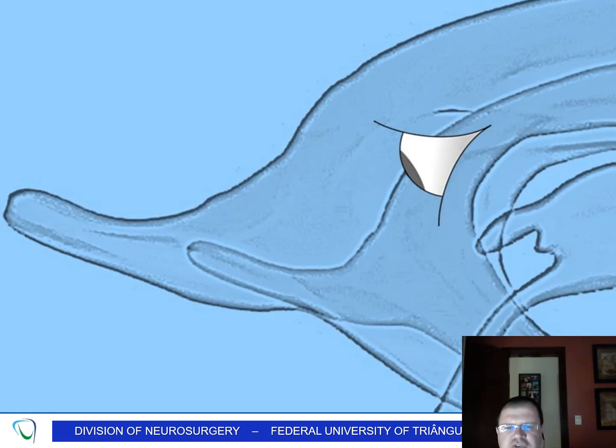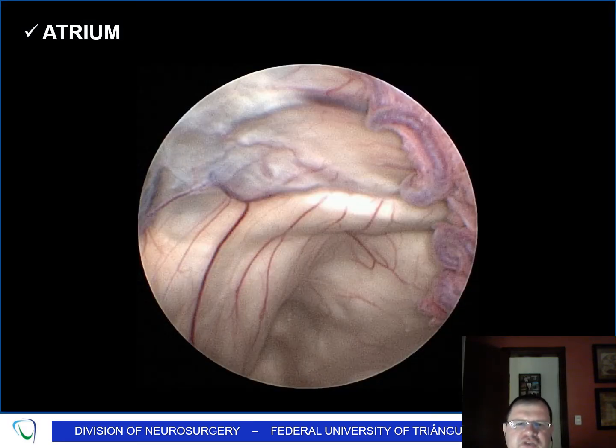In a more posterior view, we can see the atrium of the ventricle. The atrium is the posterior part of the septum pellucidum. Here we can see the posterior septal vein, the final part of the choroid plexus towards the temporal horn, the bulb of the corpus callosum here, the calcar avis here, which is the internal projection of the visual system at the occipital lobe, and the collateral eminence here.